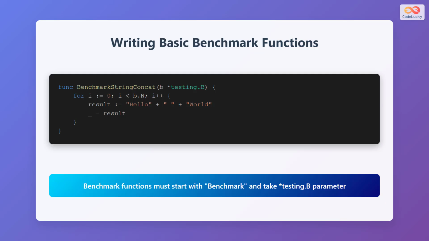Here's a sample code block. The code starts with the keyword func, followed by the function name BenchmarkStringConcat, which takes an argument b of type pointer to testing.B.